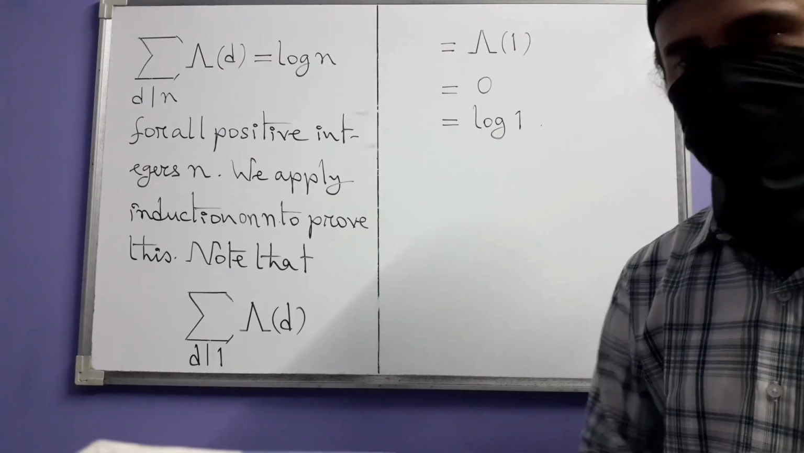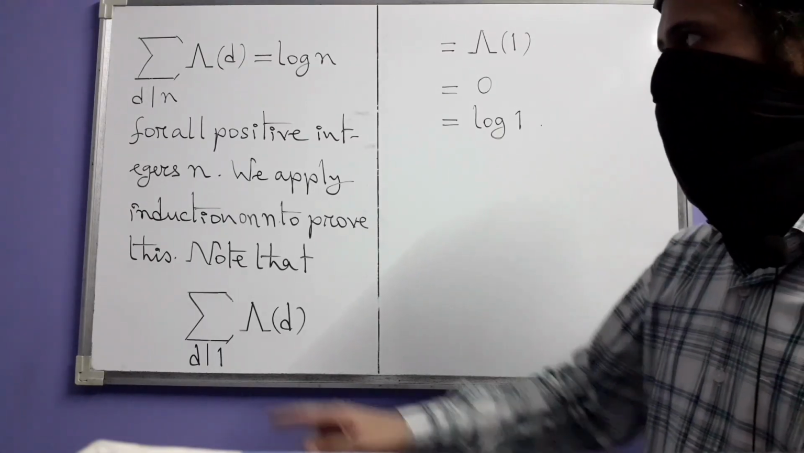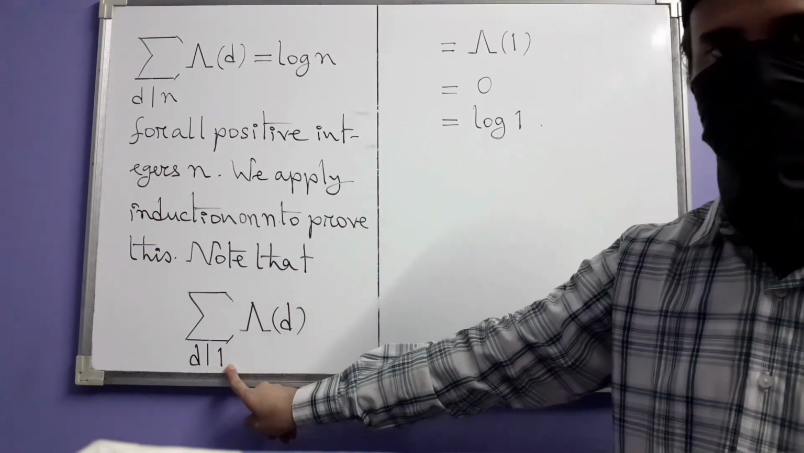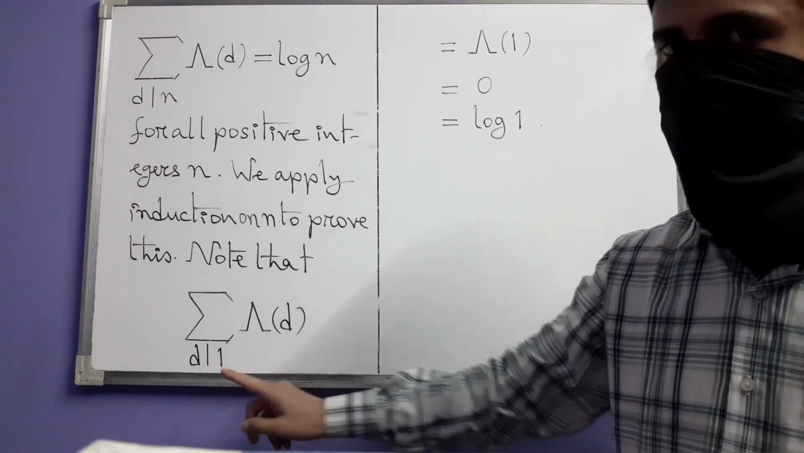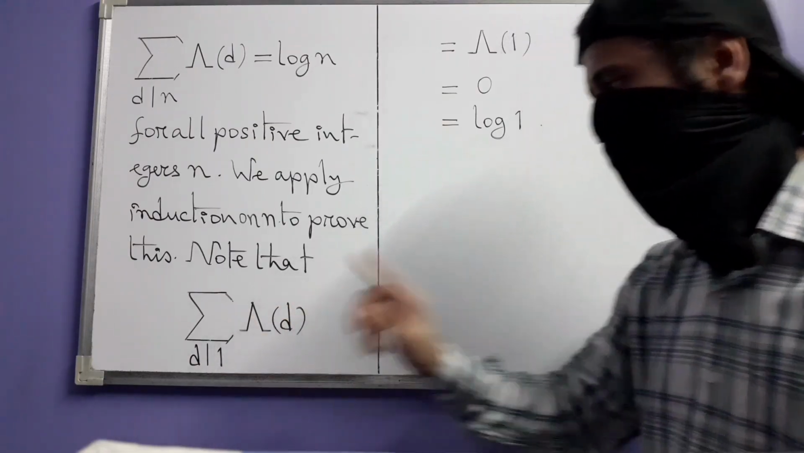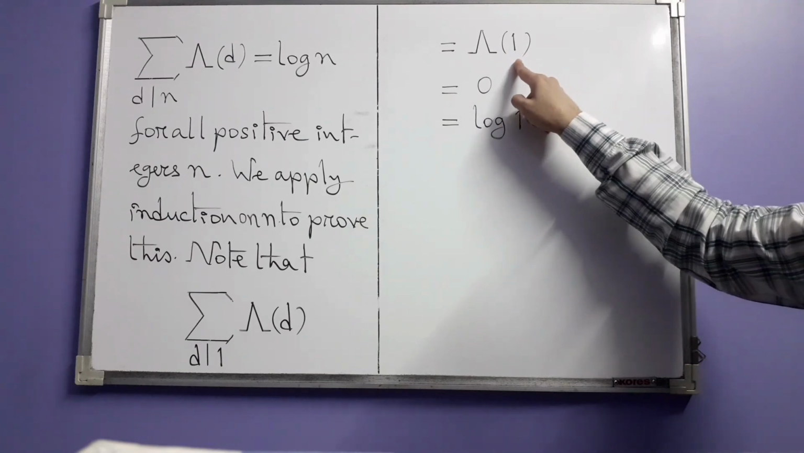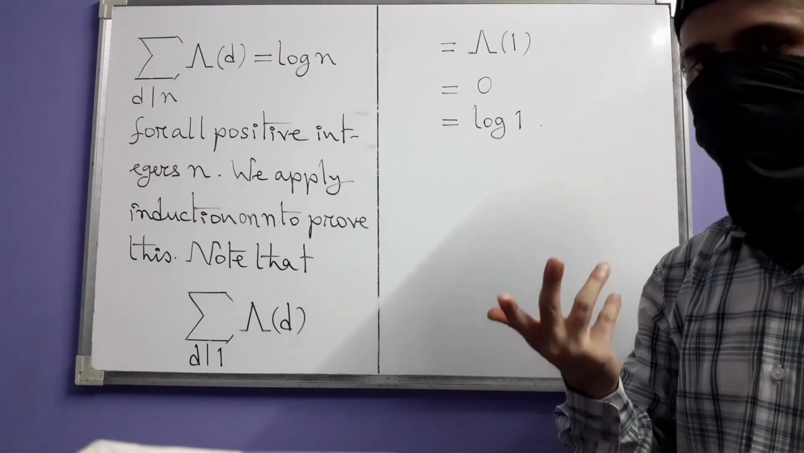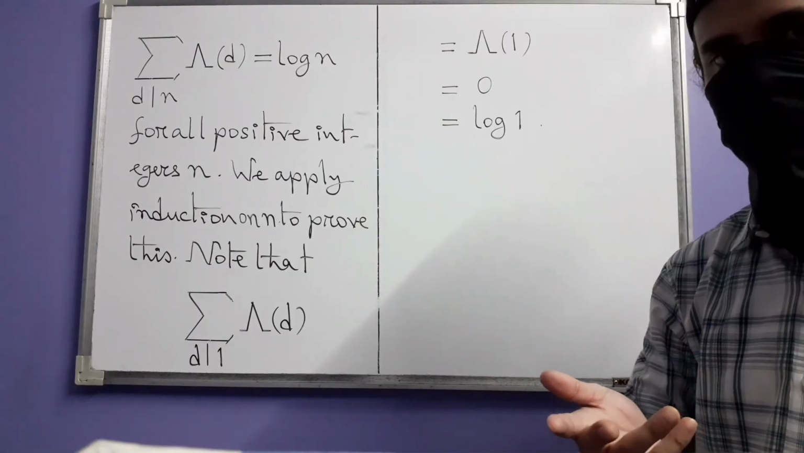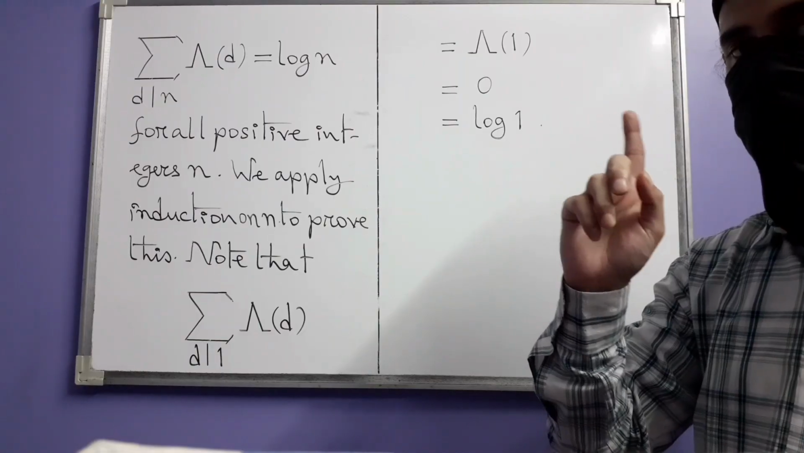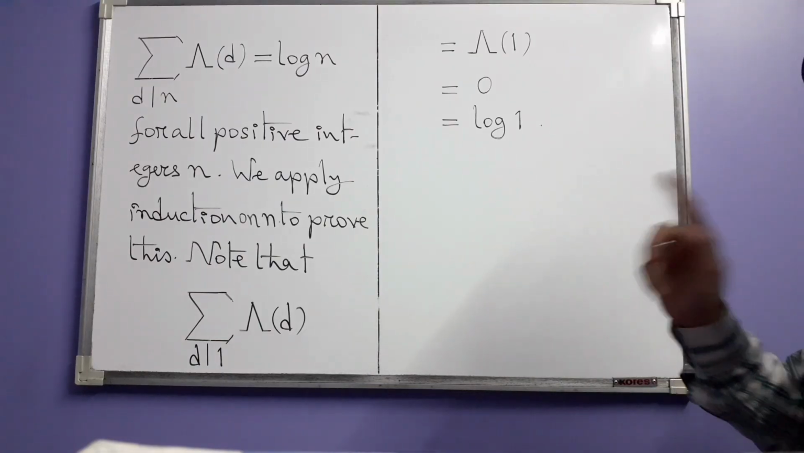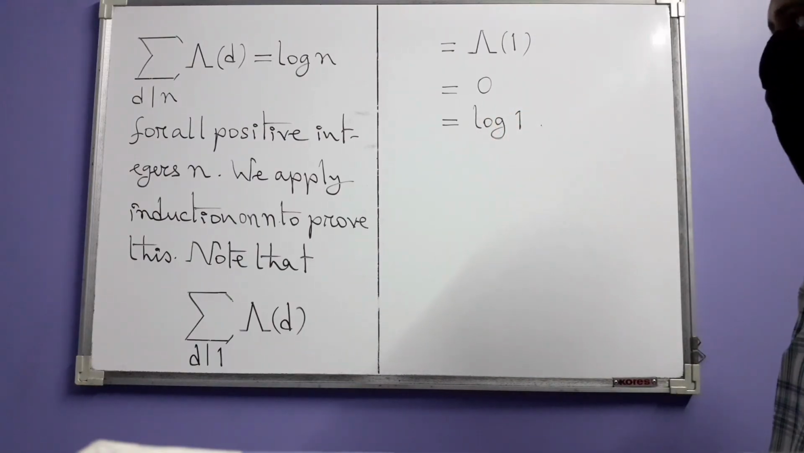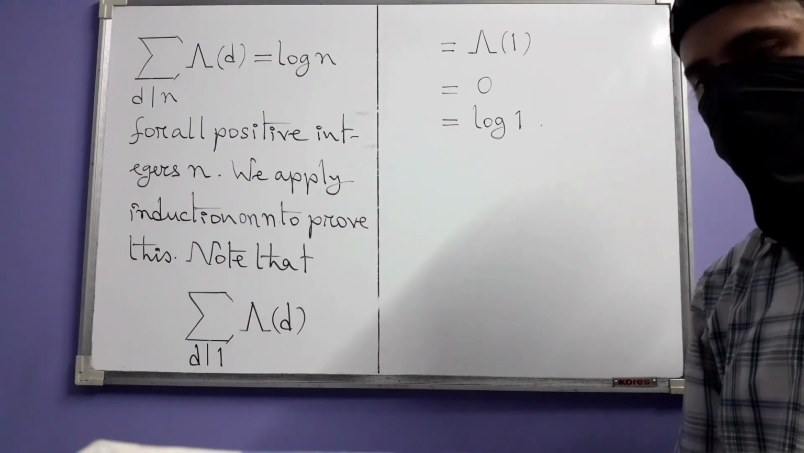So we apply induction on n to prove this. And the basis is very easy. We consider the base case which corresponds to n equal to 1. We consider this sum where now you have 1. What are the positive divisors of 1? Only 1. So this sum in this case is just lambda of 1. Because 1 is actually a prime power, p to the power 0 for any prime, but that exponent is 0. It's not a positive integer itself. That is why by definition lambda of 1 is equal to 0, which is also log 1. Log 1 is also 0. So in this case at least our claim is true.